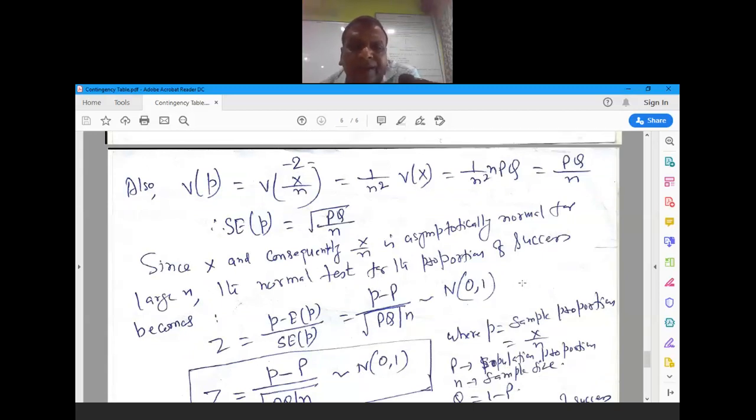Since x, and consequently x upon n, is asymptotically normally distributed for large n, the normal test for the proportion of success becomes z is equal to a small p minus expected value of a small p divided by the standard error of p. This is equal to simply p, and in place of expected value of p, capital P, and the standard error of p is the square root of pq upon n. So this follows a standard normal variate with mean 0 and variance 1.